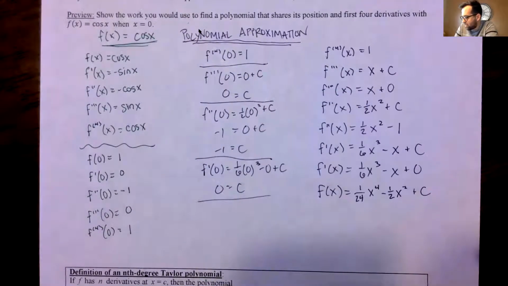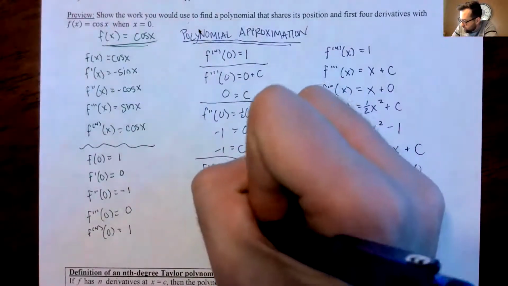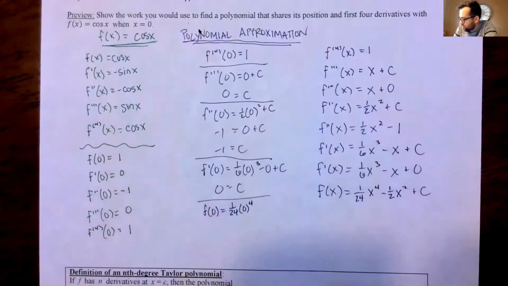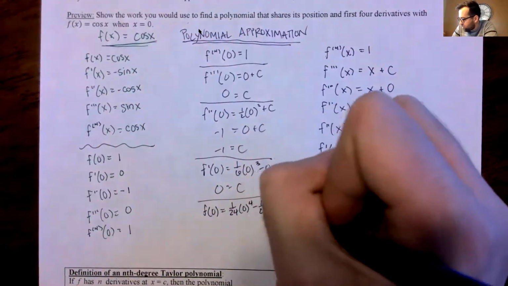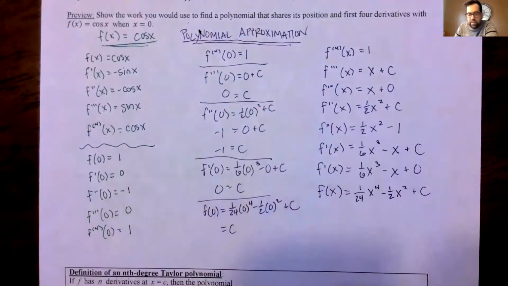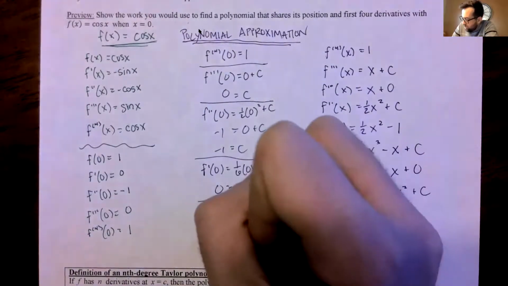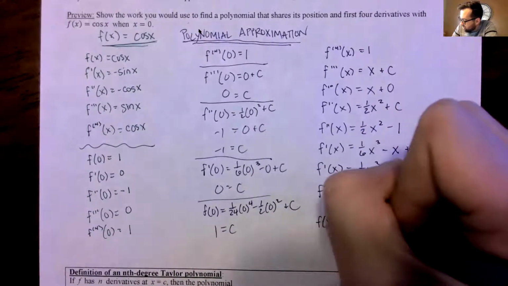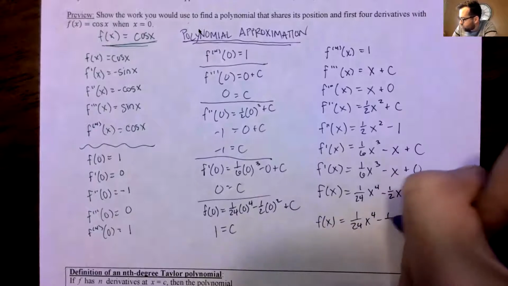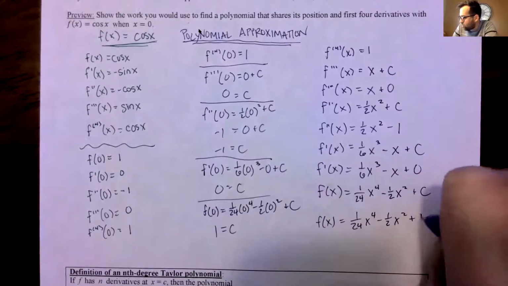Let's show the work to find c. So we have f of 0 equals 1/24 times 0 to the fourth minus 1/2 times 0 squared plus c. So that all cancels out, leaves me with c, and f of 0 is 1. So I get f of x equals 1/24 x to the fourth minus 1/2 x squared plus 1.